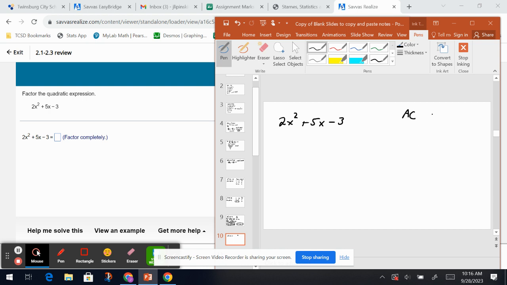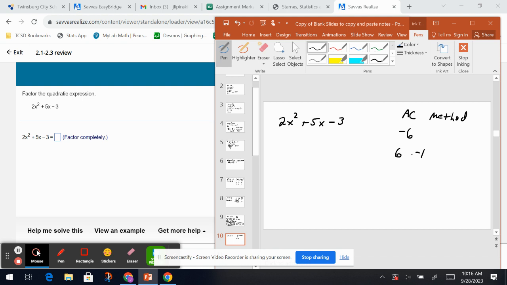So the AC method, I'm going to multiply A times C. Well, that gives me a -6. Once I get this number, now I go back to what we did before, which was the puzzle method. I'm looking for two numbers that multiply to -6 and add to 5. So those numbers are +6 and -1.